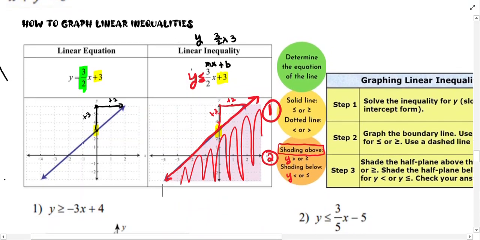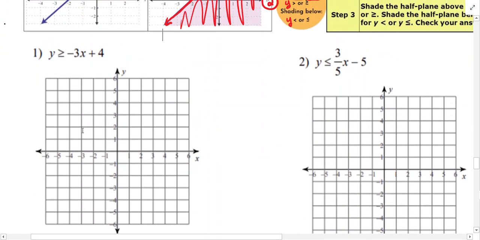All right, let's go ahead and graph this. Y is greater than or equal to negative 3x plus 4. Once again, that's the slope. That's the y-intercept, so we have 4. And the slope says to drop 3, run 1. 1, 2, 3, run 1. 1, 2, 3, run 1. I don't have a ruler, so I have to do this.